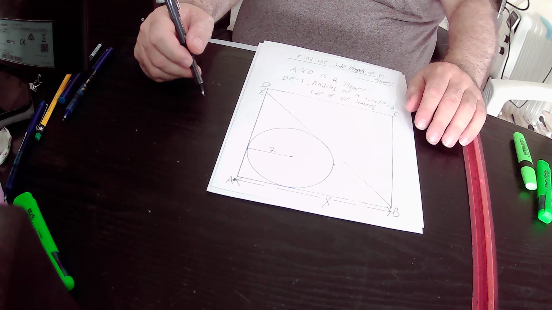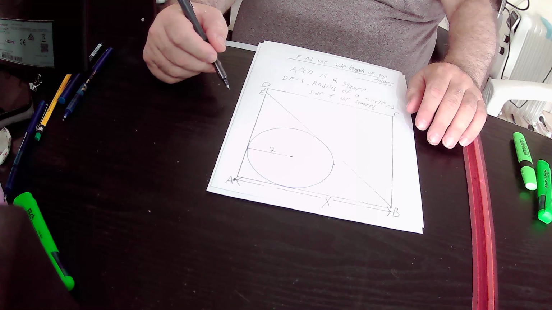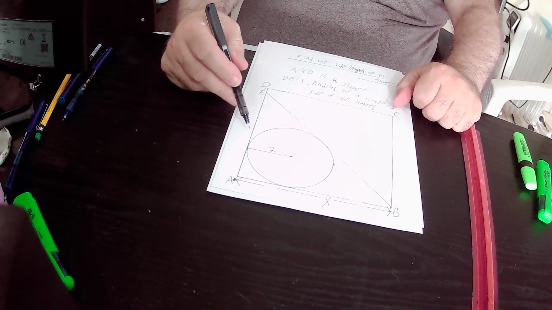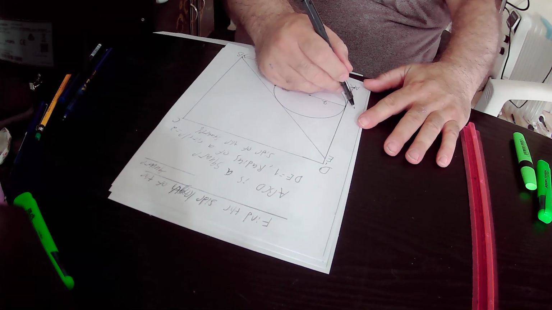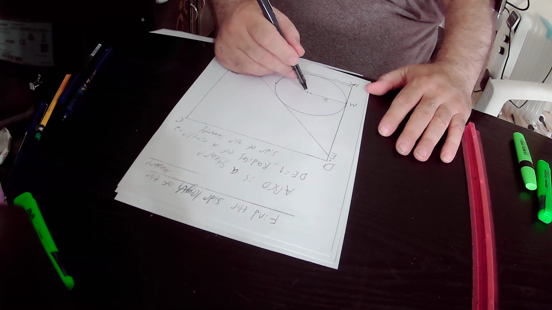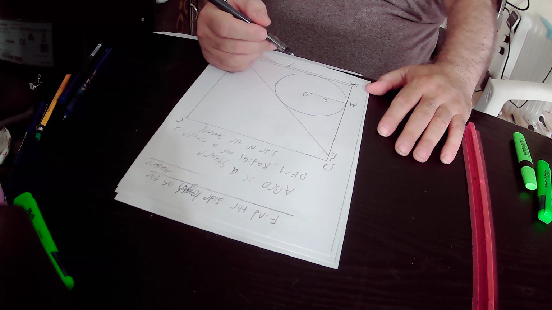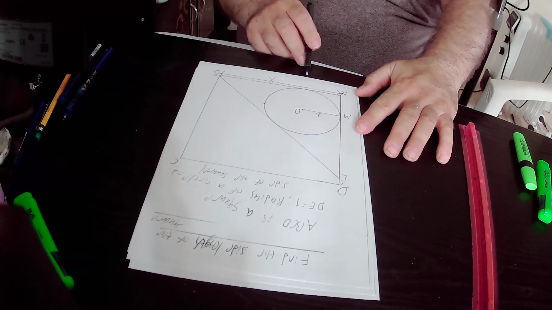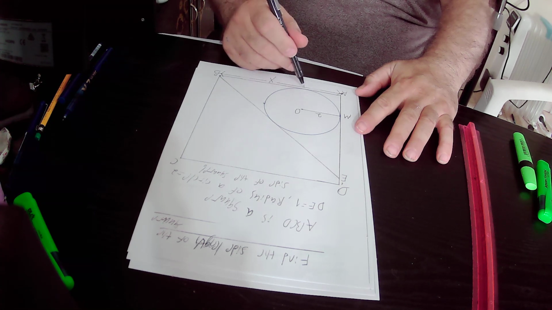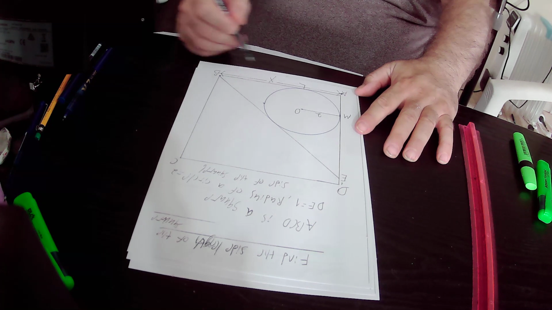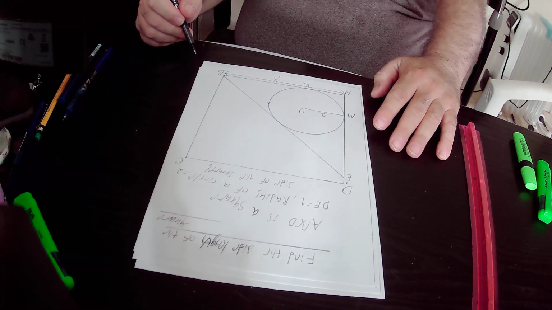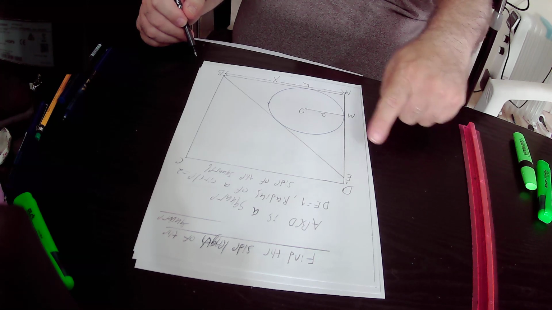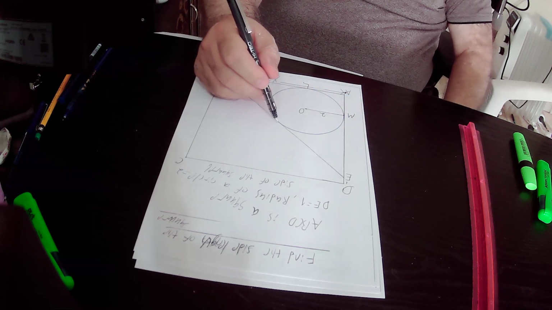And we'll define the point of tangency of tangent AD with this circle as point M. We will define the center of this circle as point O. We will define the point of tangency of tangent AB with this circle as point L. And we will define the point of tangency of tangent EB with this circle as Z.